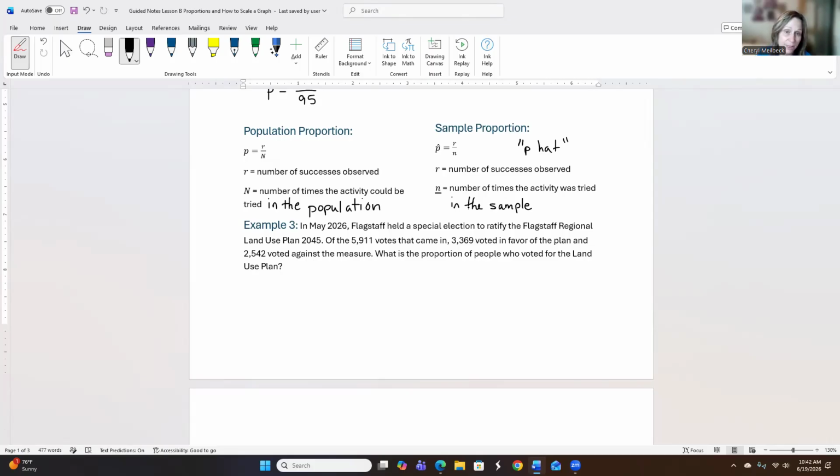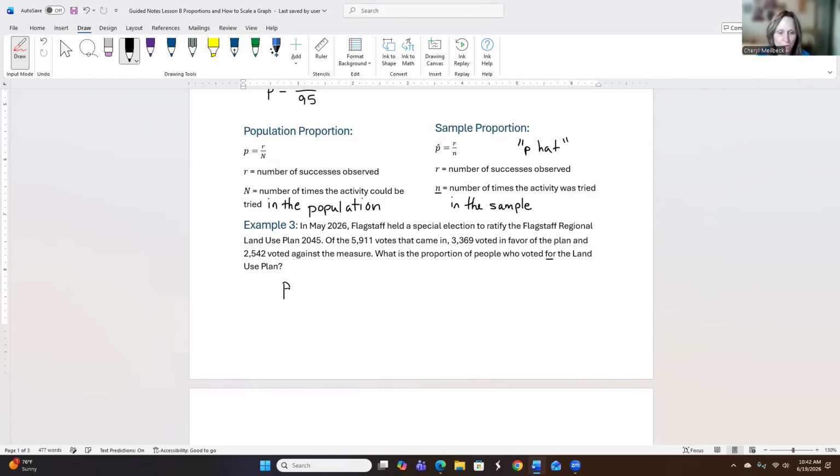Let's continue. Example 3 is another example of proportion, and it says, in May 2026, Flagstaff held a special election to ratify the Flagstaff Regional Land Use Plan 2045. Of the 5,911 votes that came in, 3,369 voted in favor of the plan, while 2,542 voted against the measure. What is the proportion of people who voted for the land use plan?